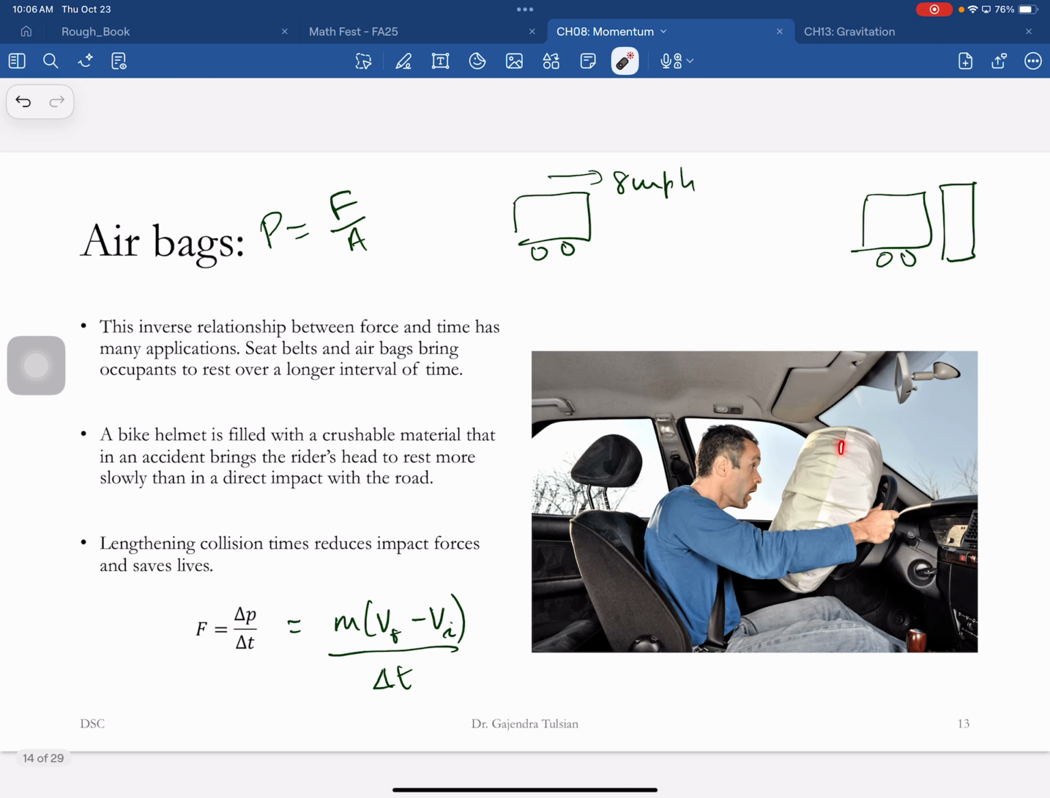You saw that that's the job of the airbag as well. Airbags plus seat belts together increase your stopping time, decreasing the forces on you. And in addition, the airbag spreads the force over a larger area.